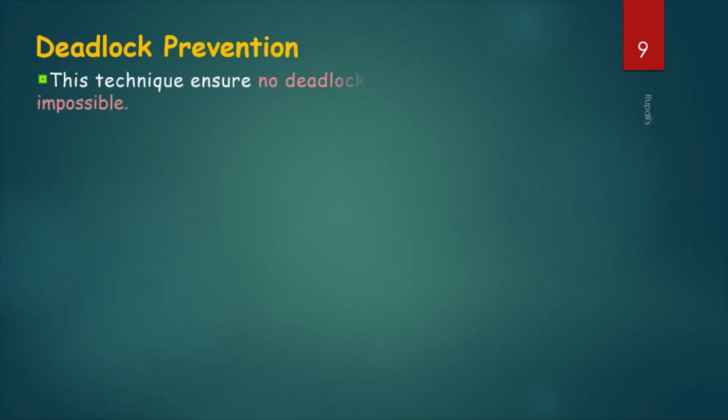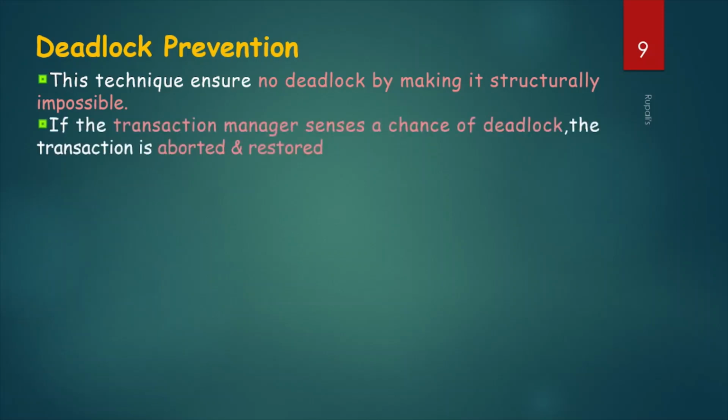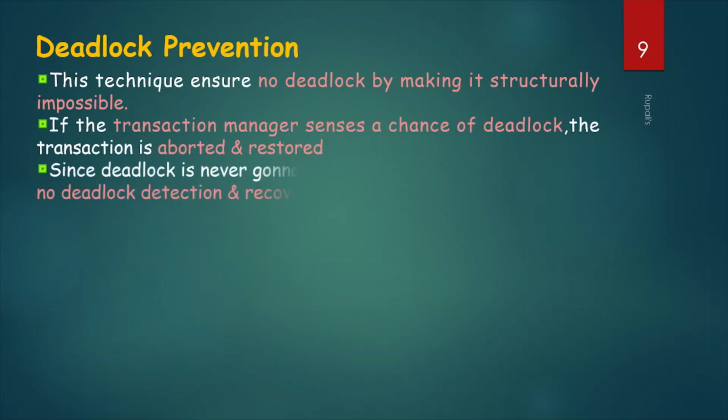Deadlock prevention. This technique ensures no deadlock by making it structurally impossible. It means we have to arrange our processes and our resources in such a way that there is no possibility of deadlock. Like if the transaction manager senses a chance of deadlock, the transaction should be aborted and restored. Because by prevention, deadlock is never going to happen. So this technique requires no deadlock detection and recovery mechanism.